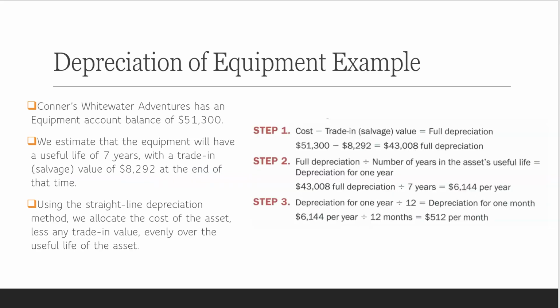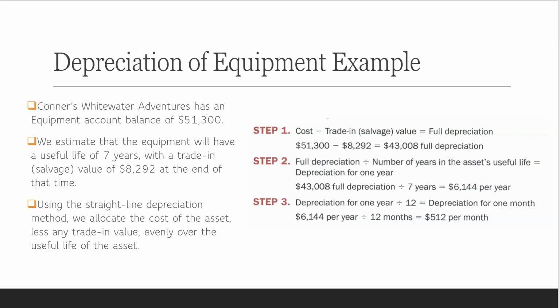So here's an example, and depreciation is done a little different, okay? Connors Whitewater Adventures has an equipment account balance of $51,300. All right, so they have this piece of equipment. It's worth $51,300. We estimate that the equipment is going to last for 7 years. So we're going to get 7 years out of this asset. And when we sell it, we salvage it, we sell it for parts, we sell it to someone else to use, we're going to get $8,292 out of it. Okay, so it's not like it's going to come all the way down to zero. It's still going to be worth like $8,000.